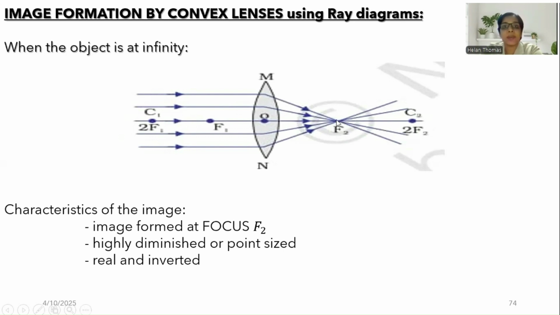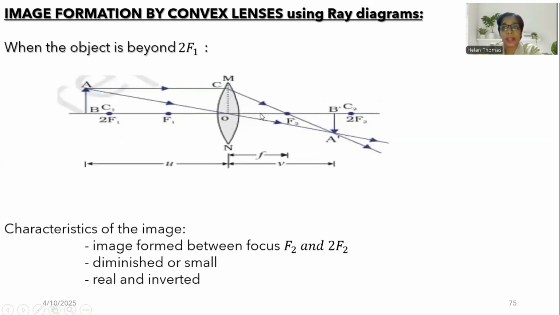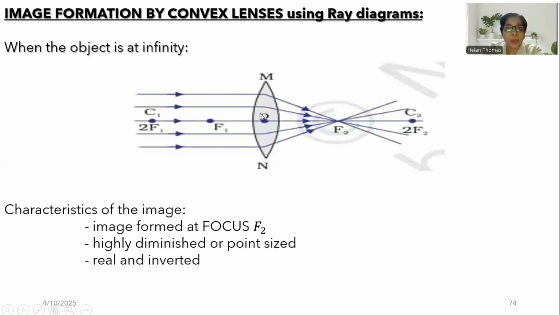This is a convex lens, so it will be a converging lens. It will converge the parallel light rays and they will join at the focus when the object is at infinity. So the image is formed at the focus. If you see, it's a point-sized image. So it's a highly diminished or point-sized image, and it is a real and inverted image.